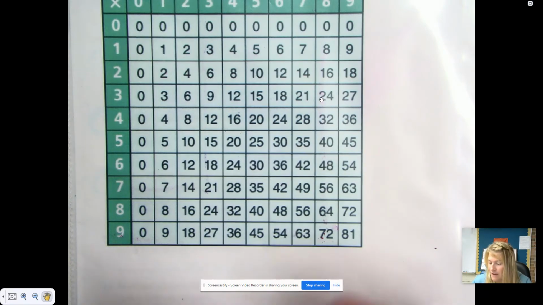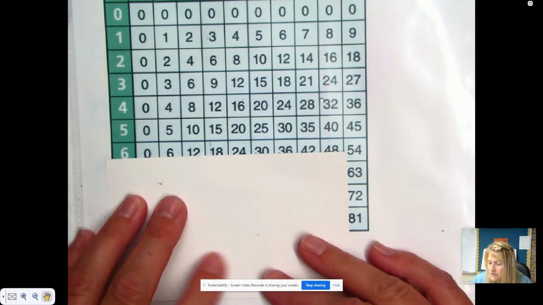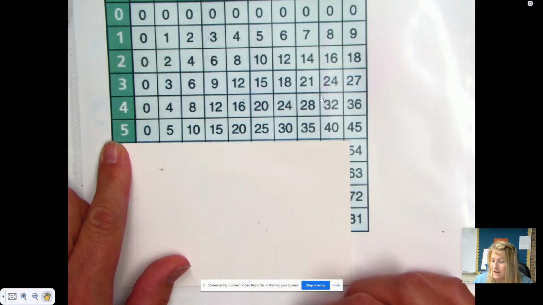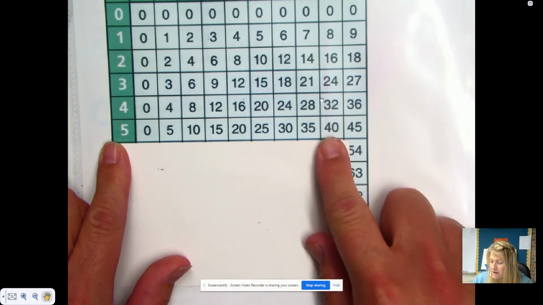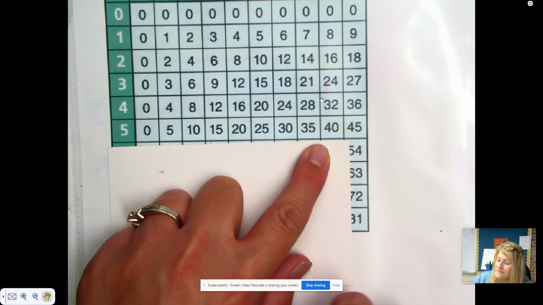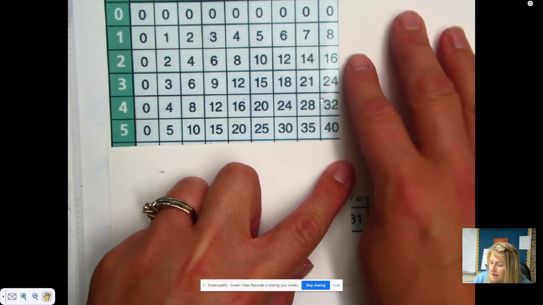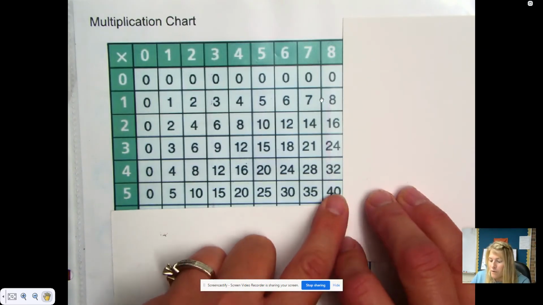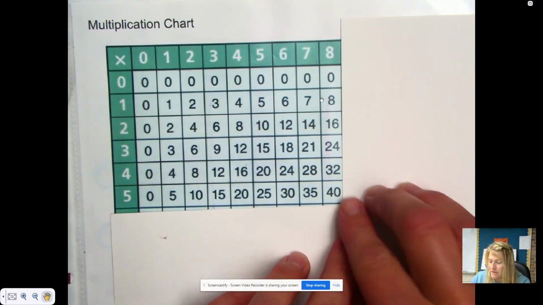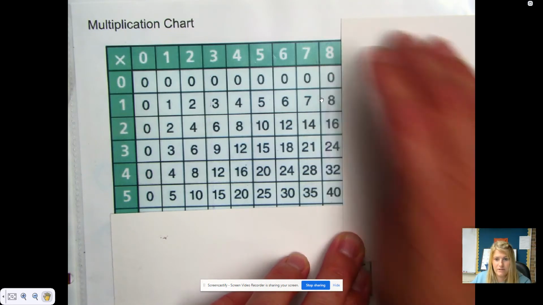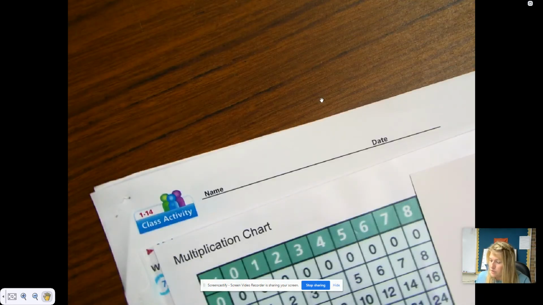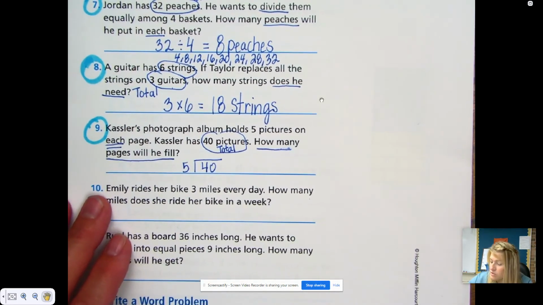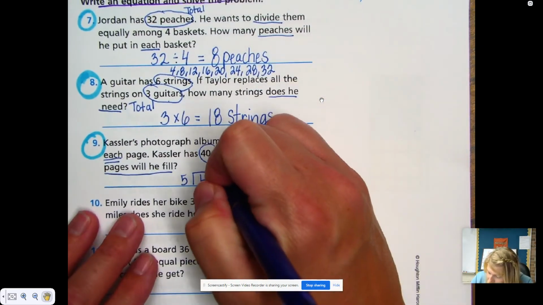So my factor 5, this is how I can use division. Find my factor. Then I find my dividend, 40. And to find out my other factor or my quotient, my answer for division, I go 40 divided by 5 is 8. So I can use my multiplication chart not only to multiply, but to also divide. 8.